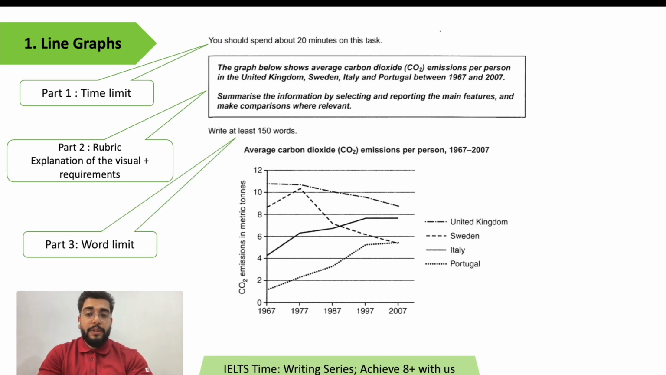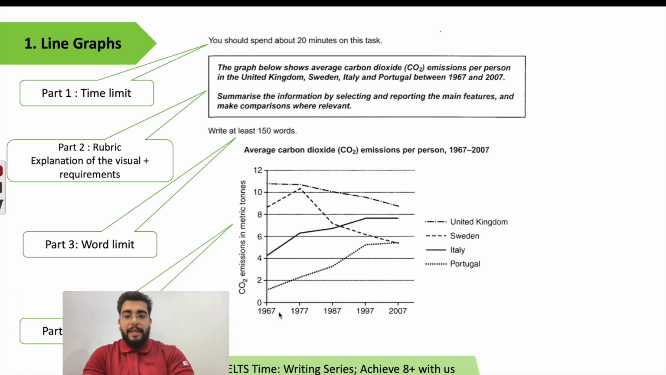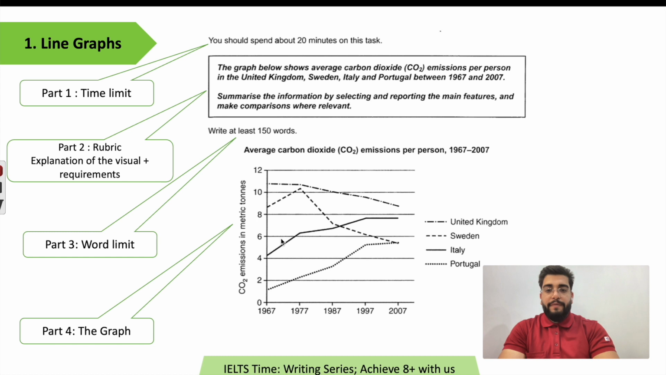This part is the word limit. It tells you that you need to write at least 150 words. If you write less than 150 words, you will be penalized, but if you write more than 150 words, that's okay. And then comes the last part, which is the graph, the line graph.